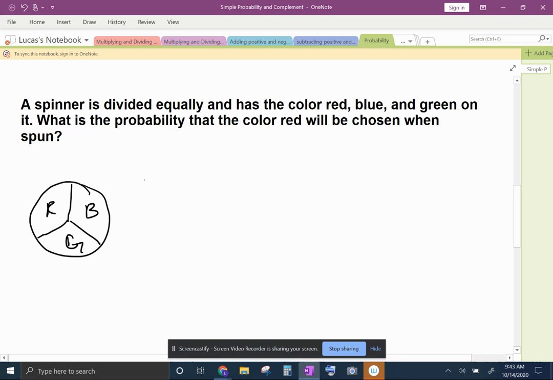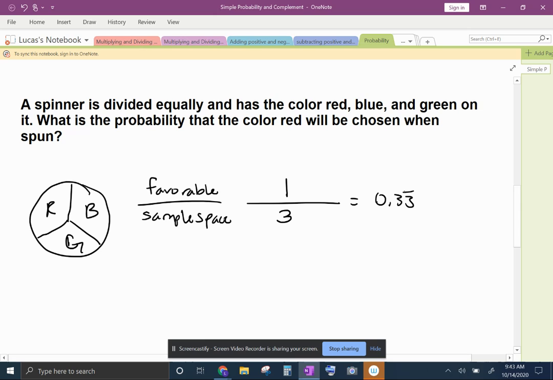Well, how many are in our sample space? How many total possible outcomes are there? There are 3. How many are red? 1. And so this would be 0.33 repeating, and then also 33%.